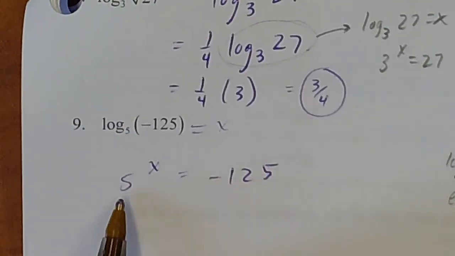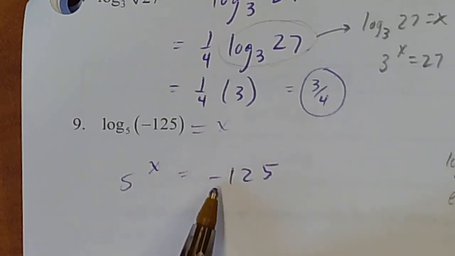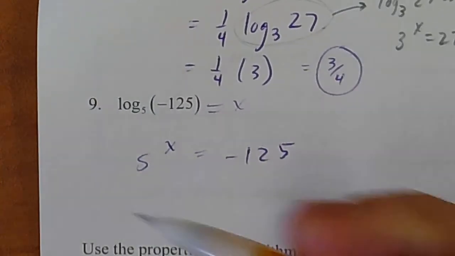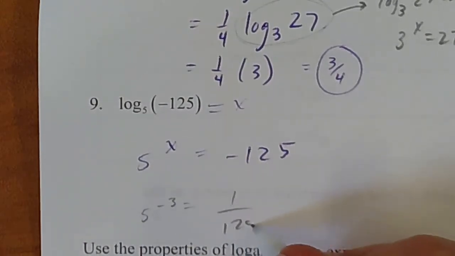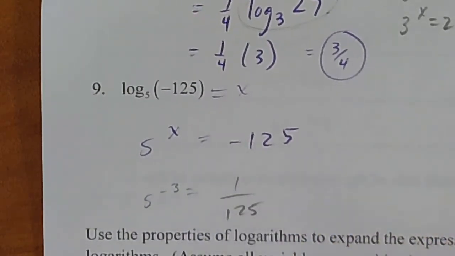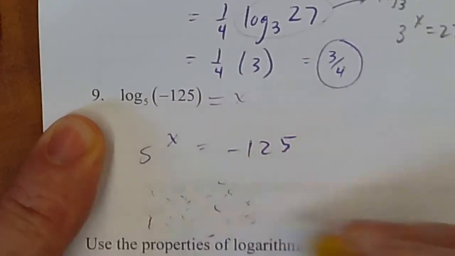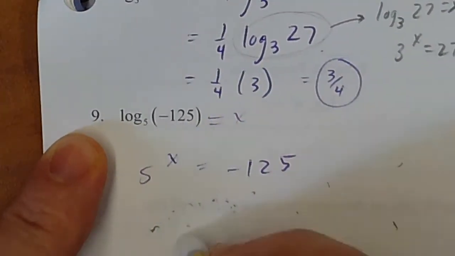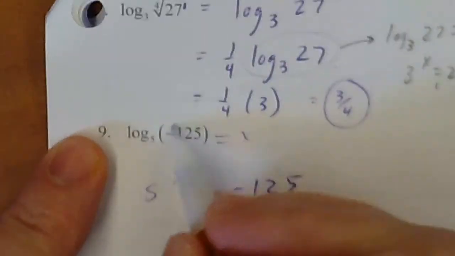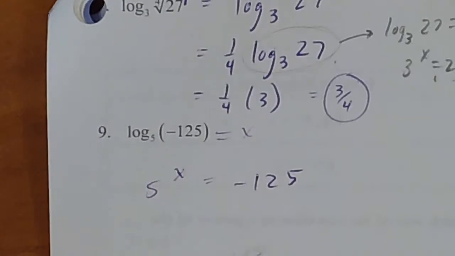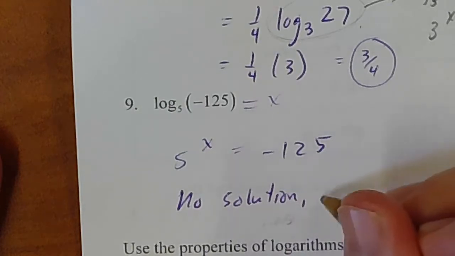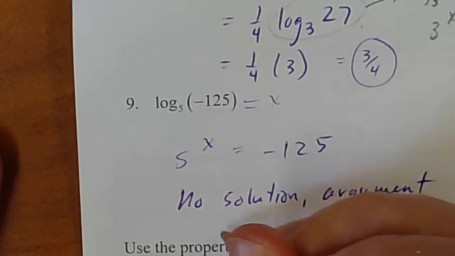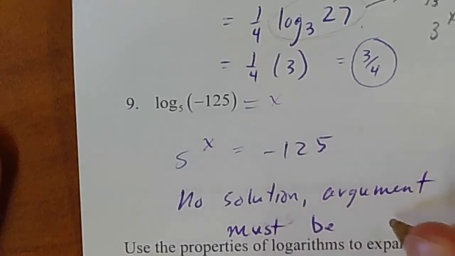Well, I can't take a positive 5 and raise it to any number and get a negative. That's kind of impossible if we start thinking through it, right? Even if I have a negative exponent, that doesn't make this negative. If I had 5 to the negative third, that's 1 over 5 to the third, or 1/125. That's still positive, and those aren't equal, obviously. So there's no solution. Anytime this argument is negative, it's going to be no solution every time. That's why we said yesterday x always had to be greater than 0 when we did domain problems. So no solution. Arguments must be positive.